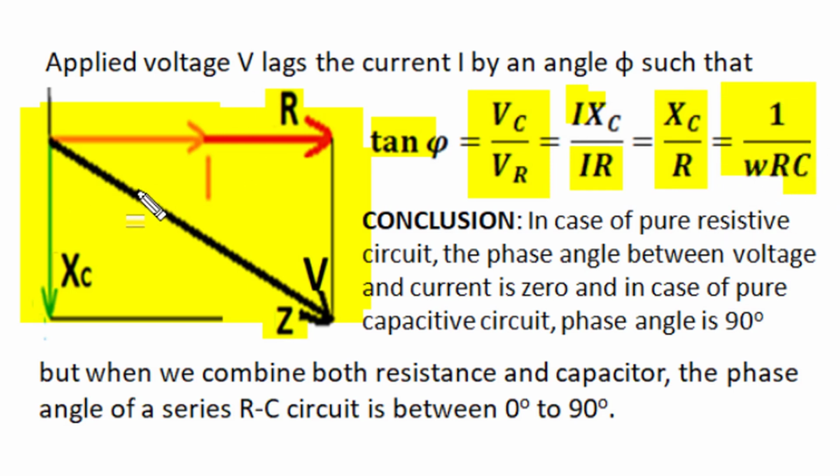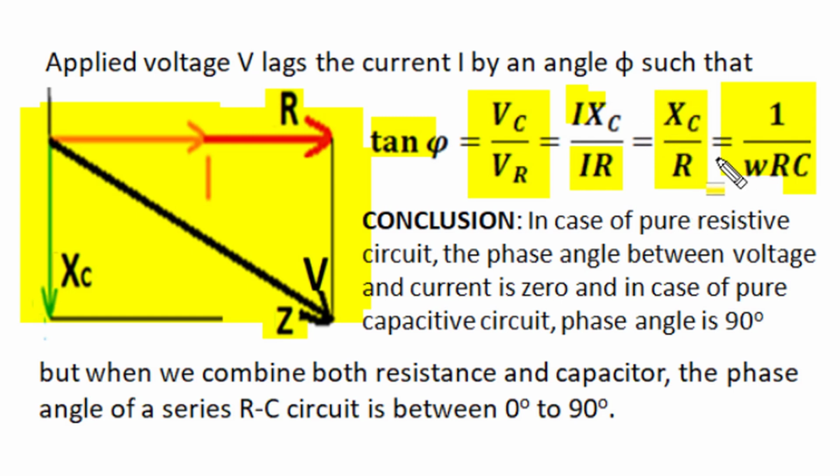If this circuit is purely resistive, current and voltage are in the same phase, and if it is purely capacitive, voltage will lag current by 90 degrees. If it has both real part resistance and imaginary part capacitive reactance Xc, then voltage lags current by an angle between 0 and 90 degrees, and that depends upon the value of the ratio of capacitive reactance to resistance.